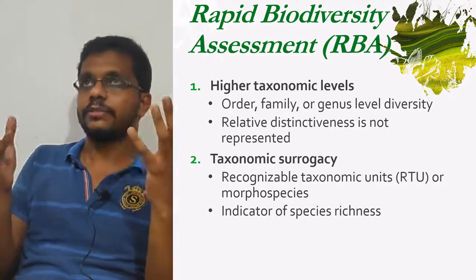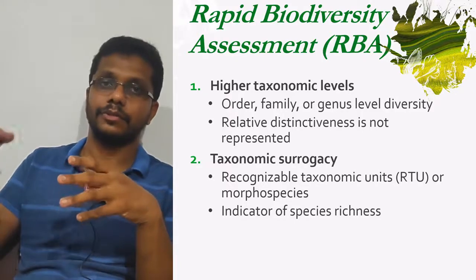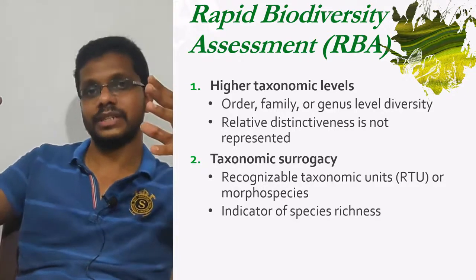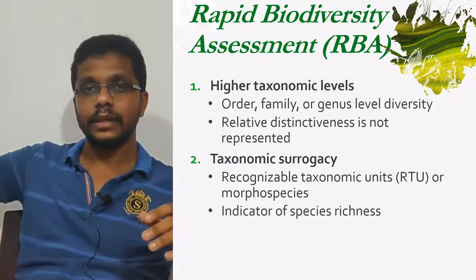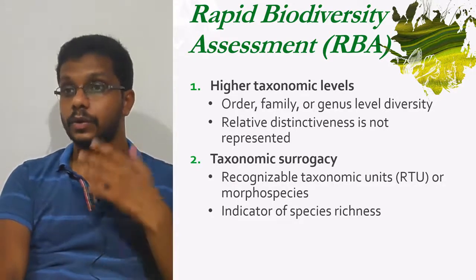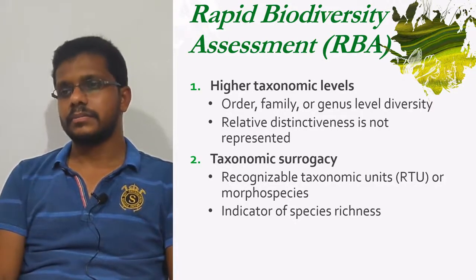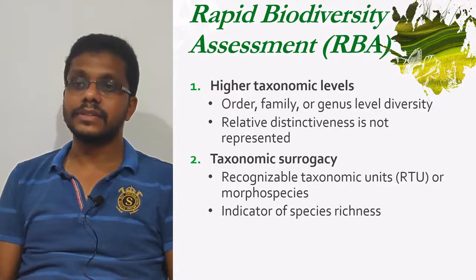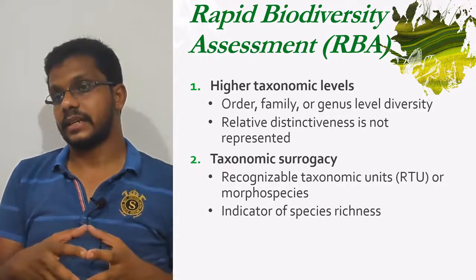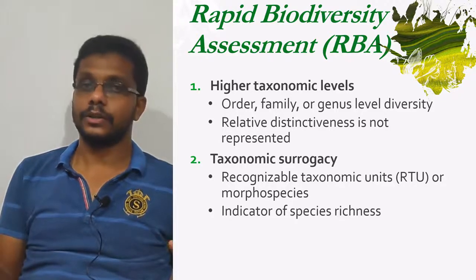So in a forest, you are looking at how many different families there are. If you are looking at the animals, many animals will belong to a single family. So you will count the number of families and represent the data as the family level biodiversity, or the order level biodiversity, or even the genus level biodiversity. But in this method, relative distinctiveness is not represented. The species level data or the individual level data is not there in higher taxonomic level biodiversity assessment. But the thing is that it is easy to do, and it is doable.